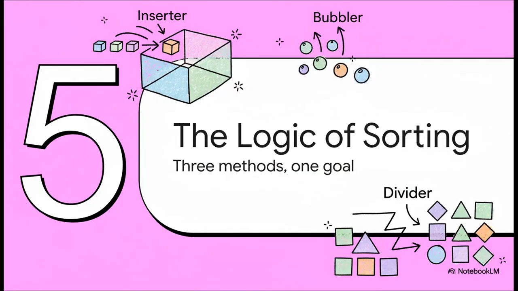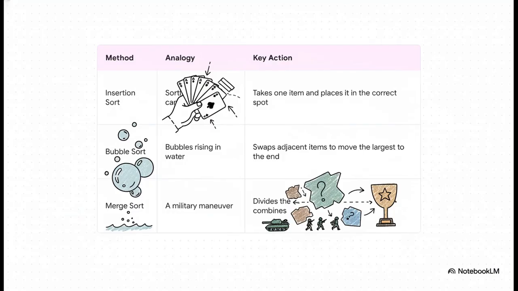So, there you have it. We've just seen 3 completely different ways to get to the exact same goal: the inserter, the bubbler, and the divider. Each one has its own logic, its own style. And this table really sums it up perfectly.